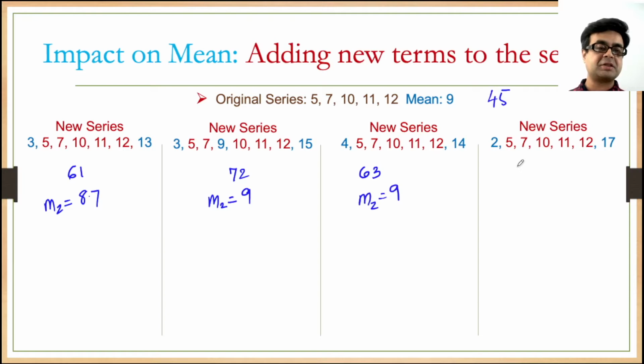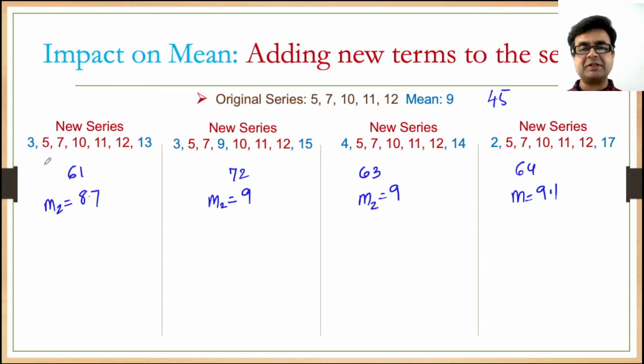In this case, the sum is going to be 64 and the mean is going to be 9.1. So let's look at the underlying pattern, what is happening, and is there any way for us to look at the new numbers that are being added and predict what will happen to the mean. Okay, so let's look at the first series.